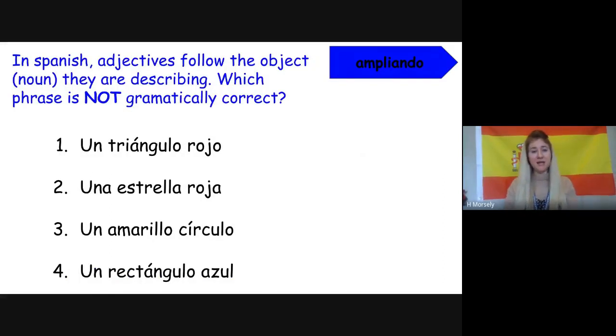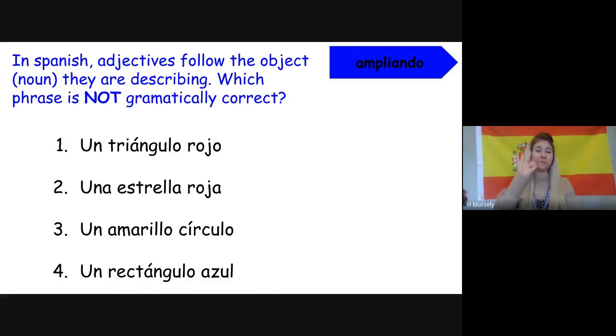So moving on to our next task. In Spanish, adjectives follow the object or the noun that they are describing. Okay, so which of these phrases then is not grammatically correct? Okay, so have a look at your word order. Which one is not correct? Is it uno, dos, tres, or cuatro? So uno, un triángulo rojo. Dos, una estrella roja. Tres, un amarillo círculo. Or cuatro, un rectángulo azul. Which one is not written correctly?